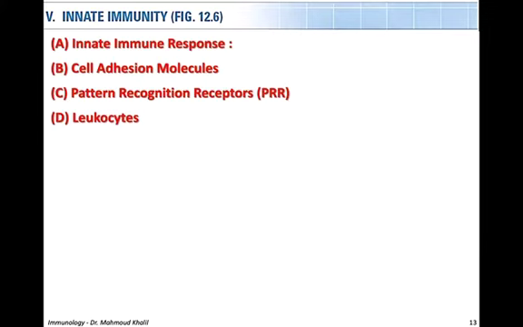Here, when we are dealing with innate immunity, we'll talk about four subtopics. What is the innate immune response? What are the cell adhesion molecules that facilitate the process of innate immunity? We'll also talk about the pattern recognition receptors, PRR, and the different types of leukocytes.